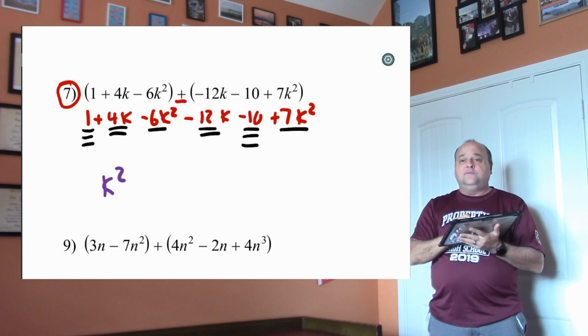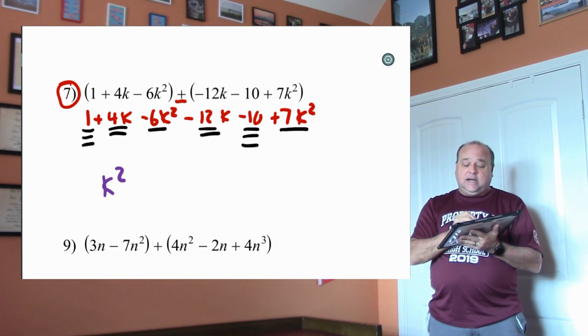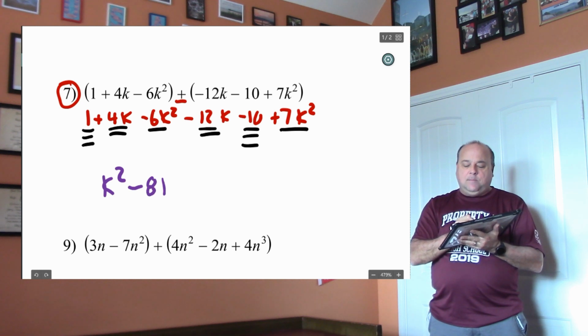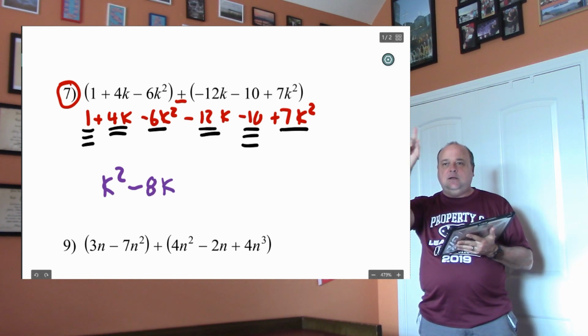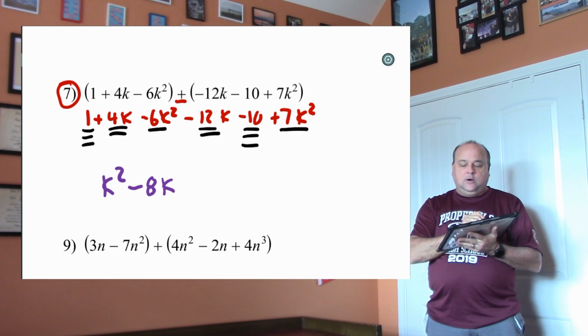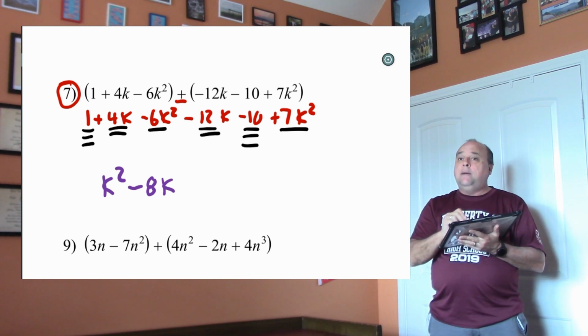Now then go to the double underlines. I got 4 and negative 12. 4 minus 12, you got more 12s, it's going to be a negative 8 in it. Negative 8, my letter's k. Sign, number, letter. Then go to the triple underlines, 1 minus 10.